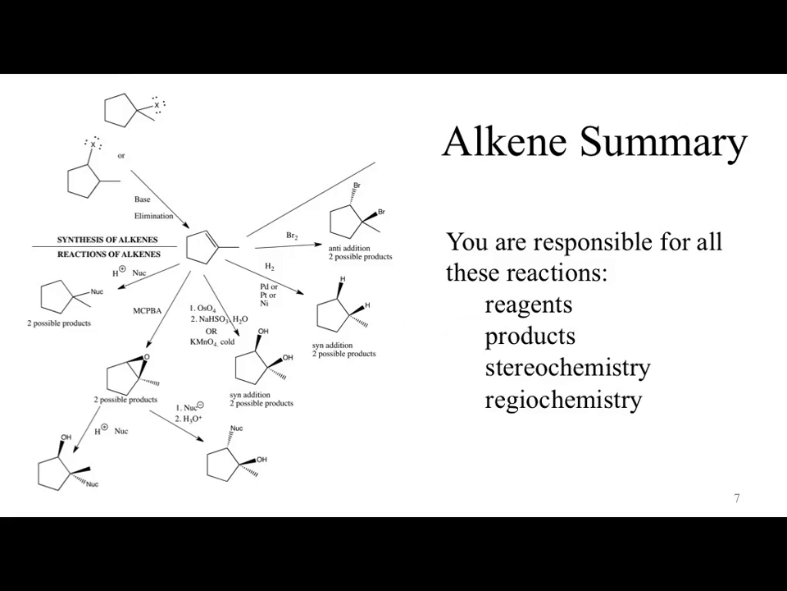I guess one thing I can summarize here, you're responsible for the chemicals, so your reagents, what the products are, stereochemistry, which is ultimately your wedges and dashes, and regiochemistry, which is a new word. All that's referring to is where different atoms go. So the regiochemistry for the acid nucleophile reaction, the nucleophile goes to which, or the hydrogen goes to which position? In this double bond, where do you put the hydrogen?